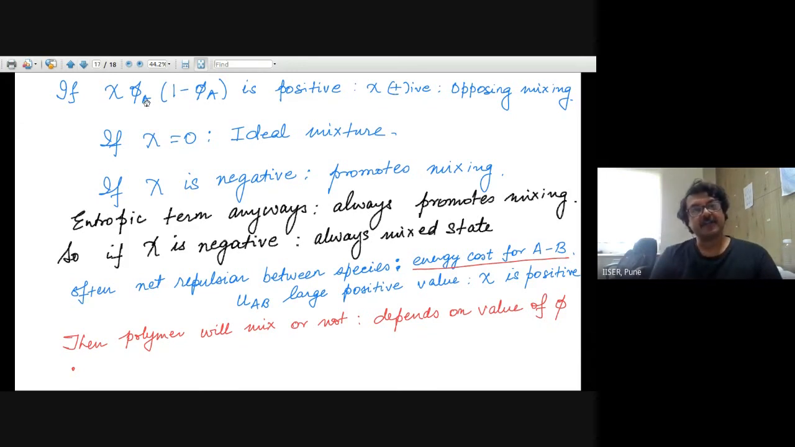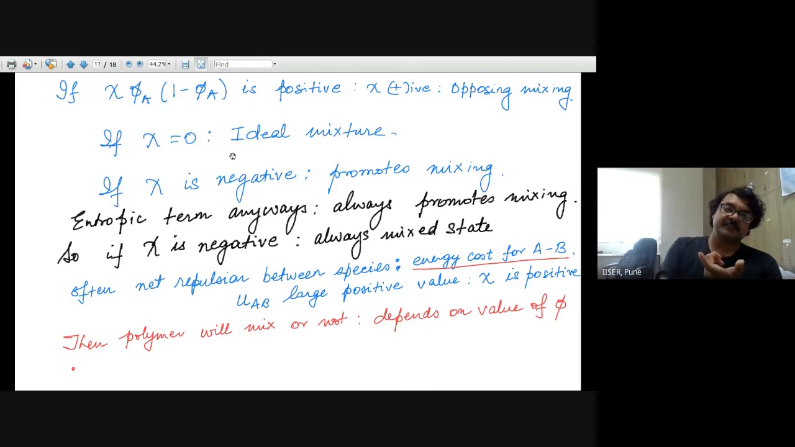If chi times phi A times (1 minus phi A) is positive, that is, this is a positive quantity, it's a volume fraction. So chi is positive, then it would oppose mixing because this term would increase the free energy. Right, this is the energetics of mixing. So if this quantity is positive, the energetics of mixing is positive, then it would oppose mixing.